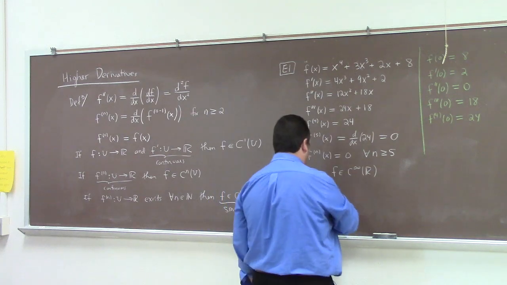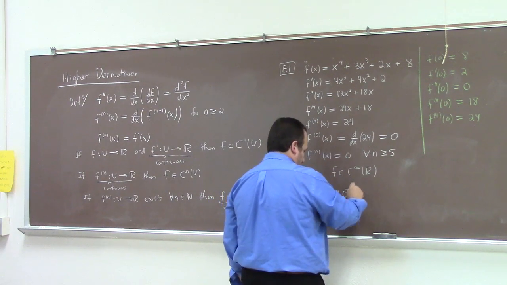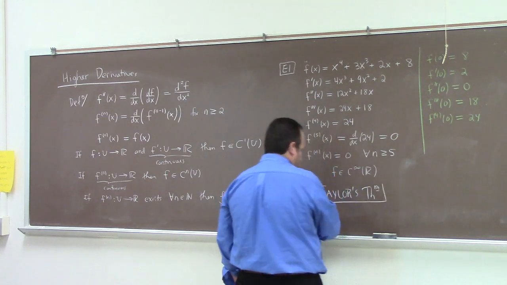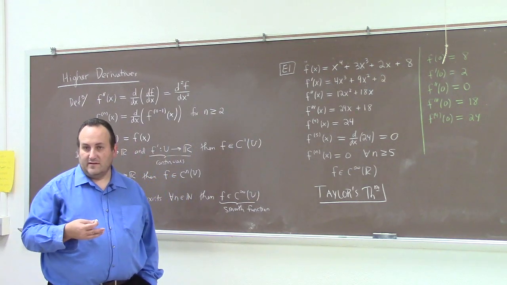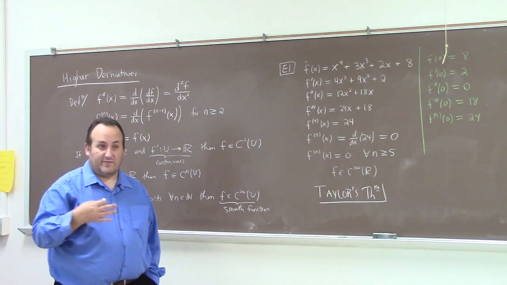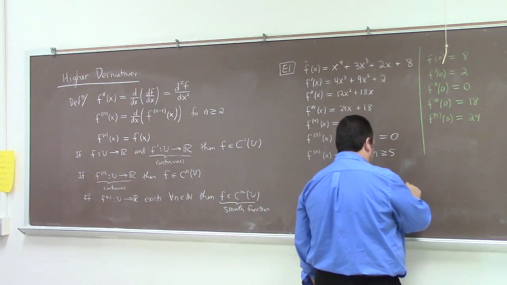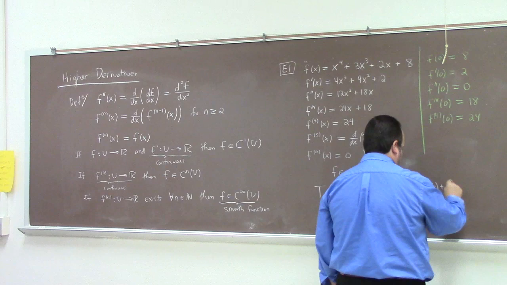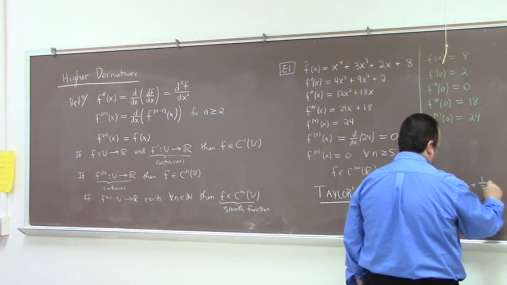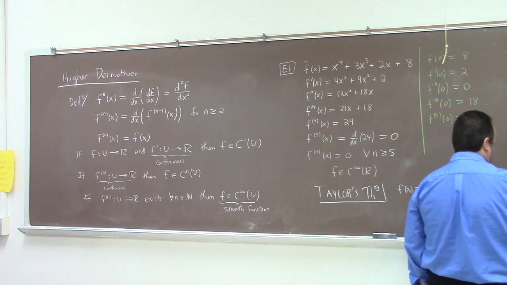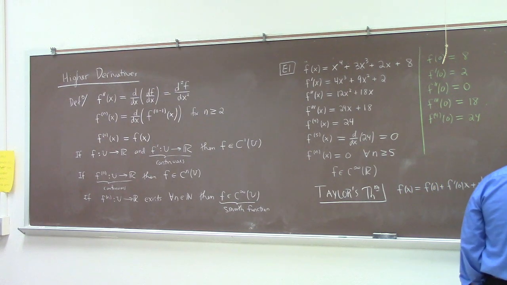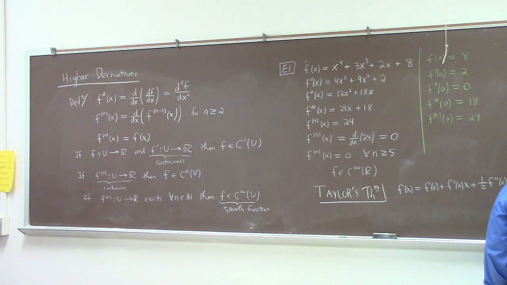Now, Taylor's theorem says for appropriate functions, you can rebuild the function by a polynomial whose weights are given by the derivatives. And here's what it says. f of x can be written as f of 0 plus f prime of 0 times x plus 1/2 f prime prime of 0 times x squared plus 1 over 3 factorial f prime prime prime of 0 times x cubed plus 1 over 4 factorial times the fourth derivative evaluated at 0 times x to the fourth, and so forth. But all the higher terms for this one are 0.